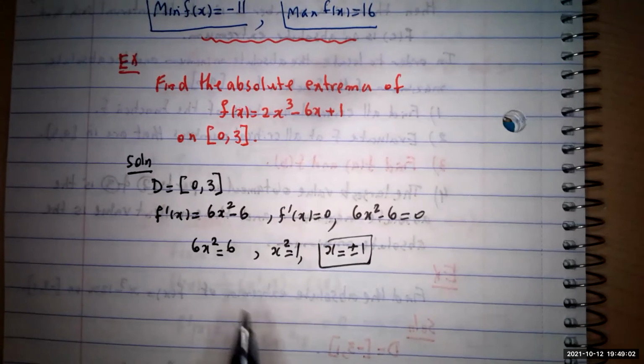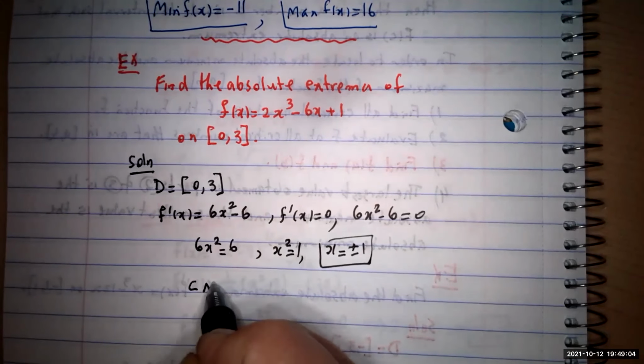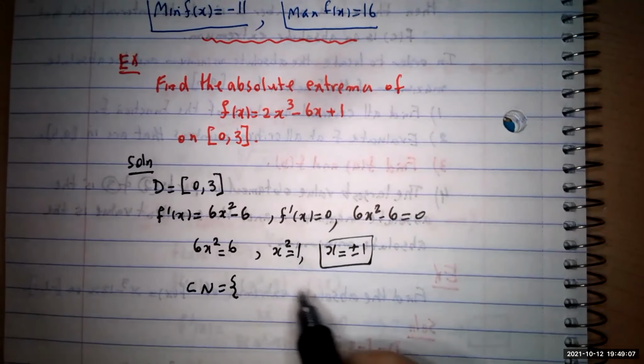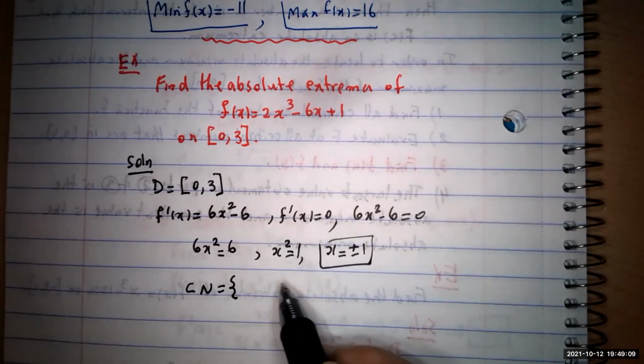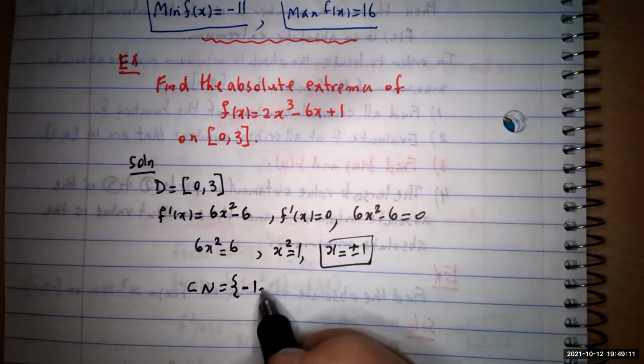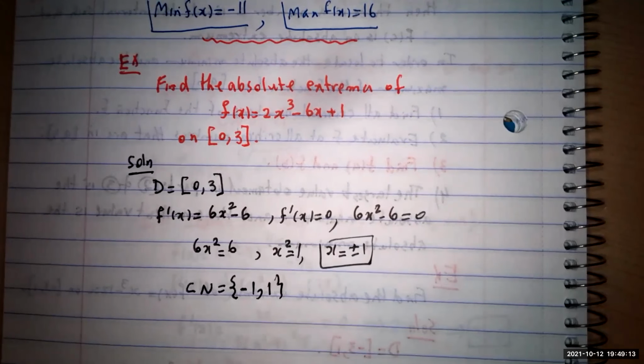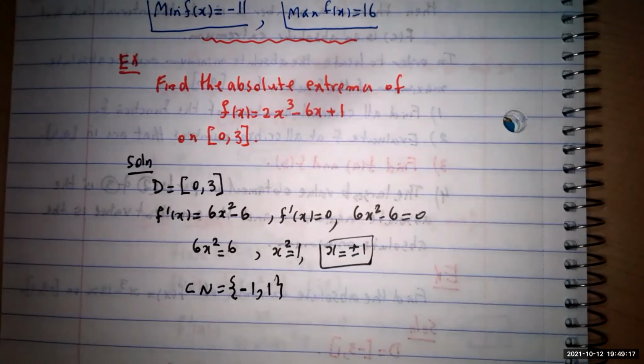Okay, so you're going to have two critical numbers. Critical numbers are going to be, in this case, negative 1 and 1. So these are going to be your critical numbers, okay? Any question?